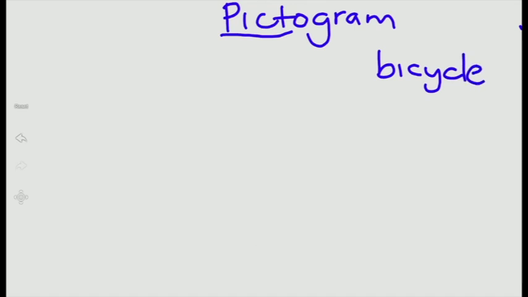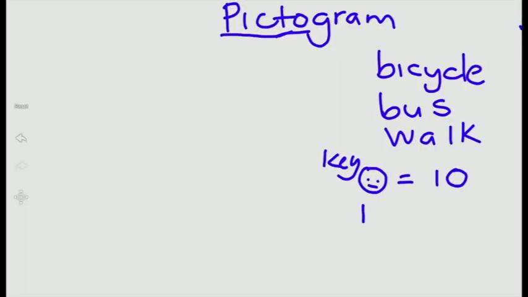Let's say there are those who use bicycles, and there are those who use buses, and there are those who walk to school. Right. So for us to have a pictogram, we need to have a certain picture or a symbol that is going to represent a certain number. For example, if we have a face, in the pictogram, the key is going to tell us that a face like this represents 10 pupils.